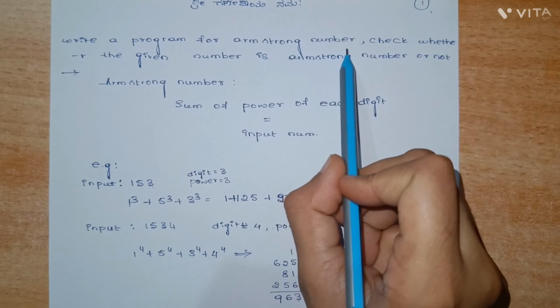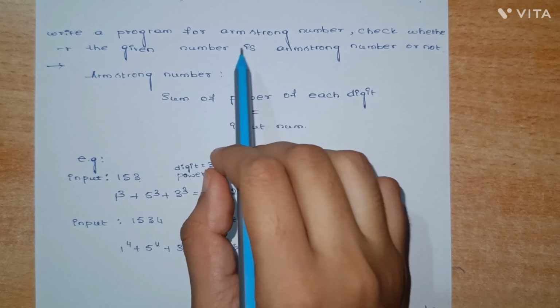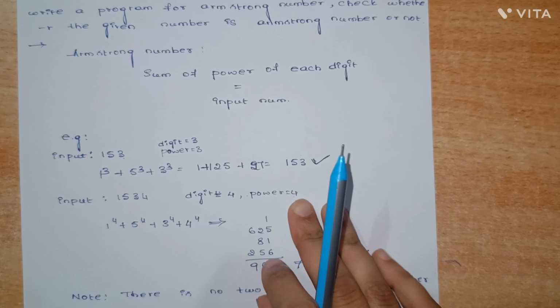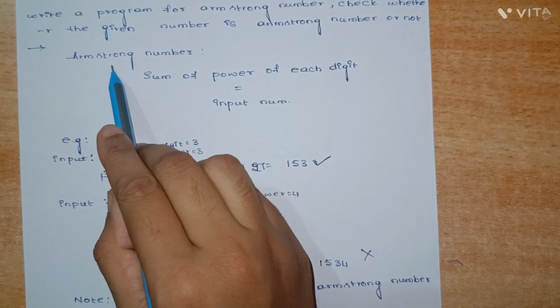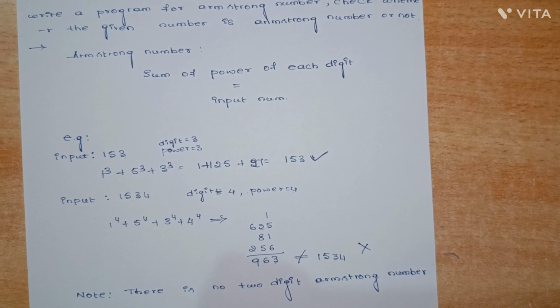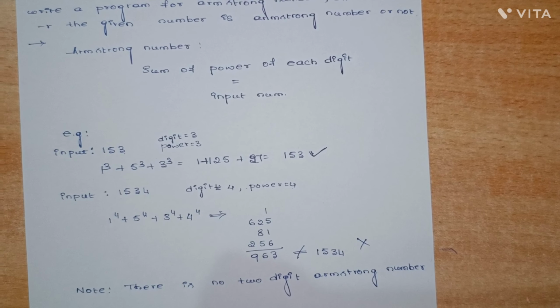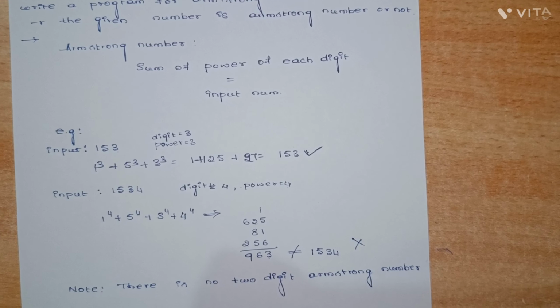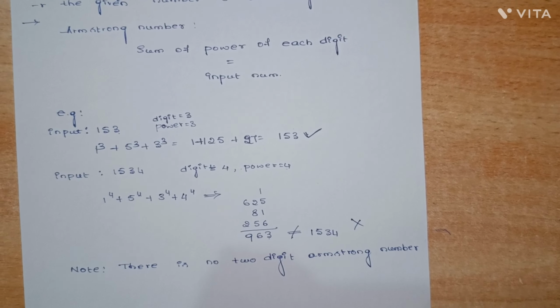Write a program for Armstrong number. Check whether the given number is Armstrong number or not. Let's see what is Armstrong number. For any input number, the sum of the power of each digit should be equal to the given input number.